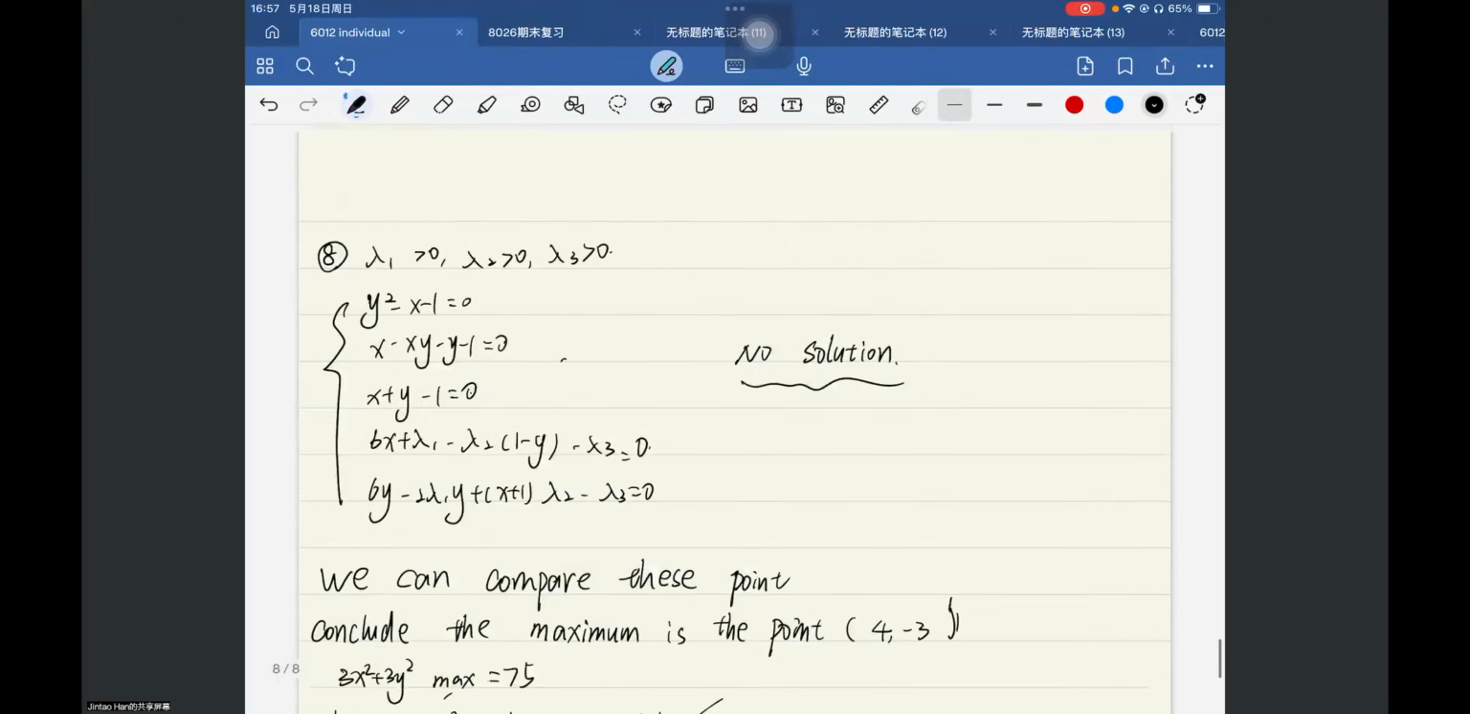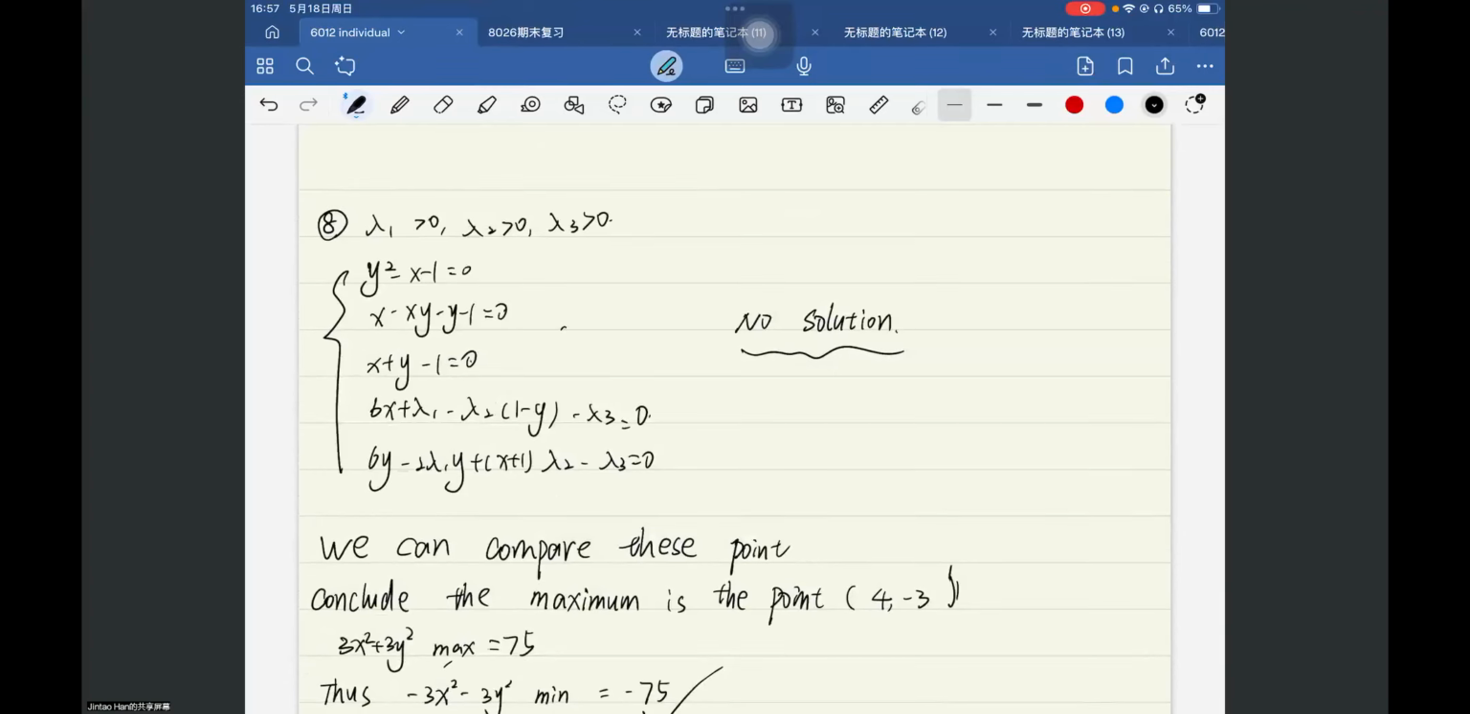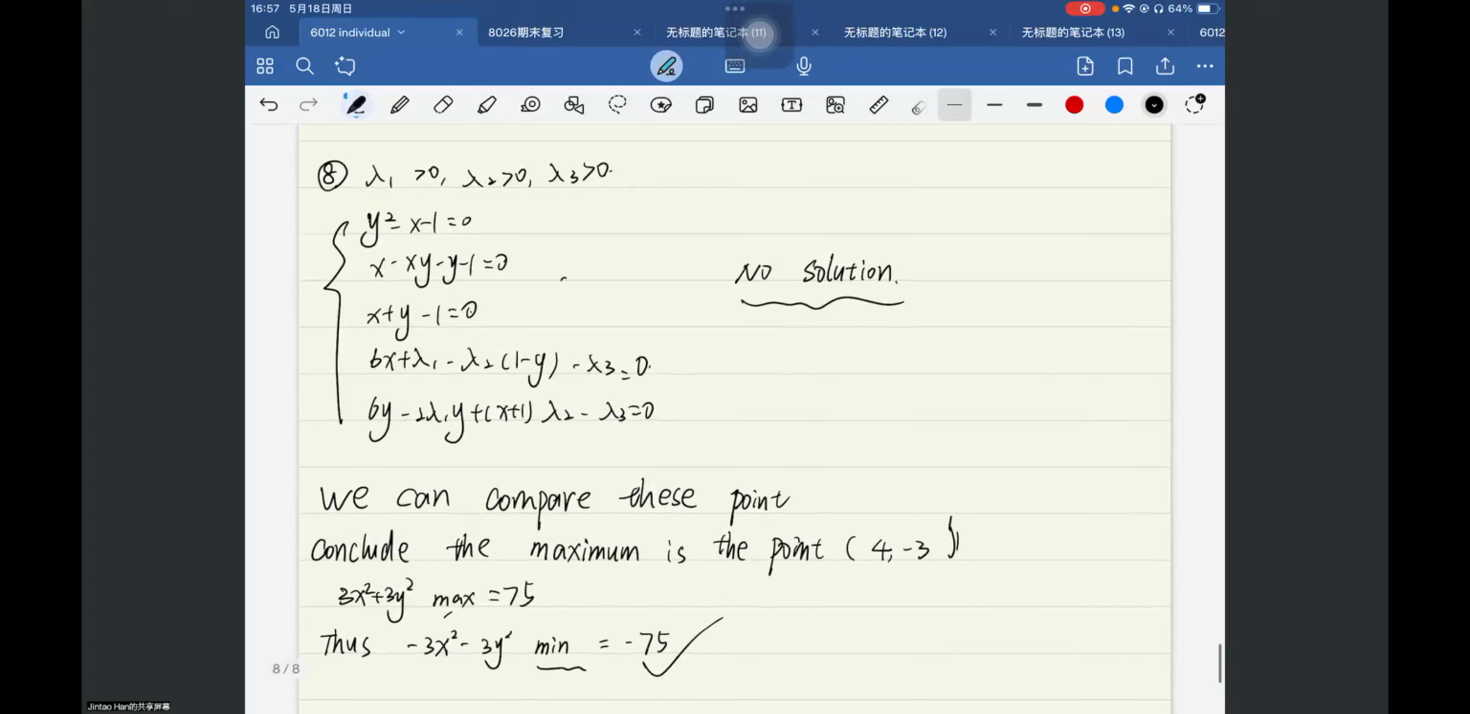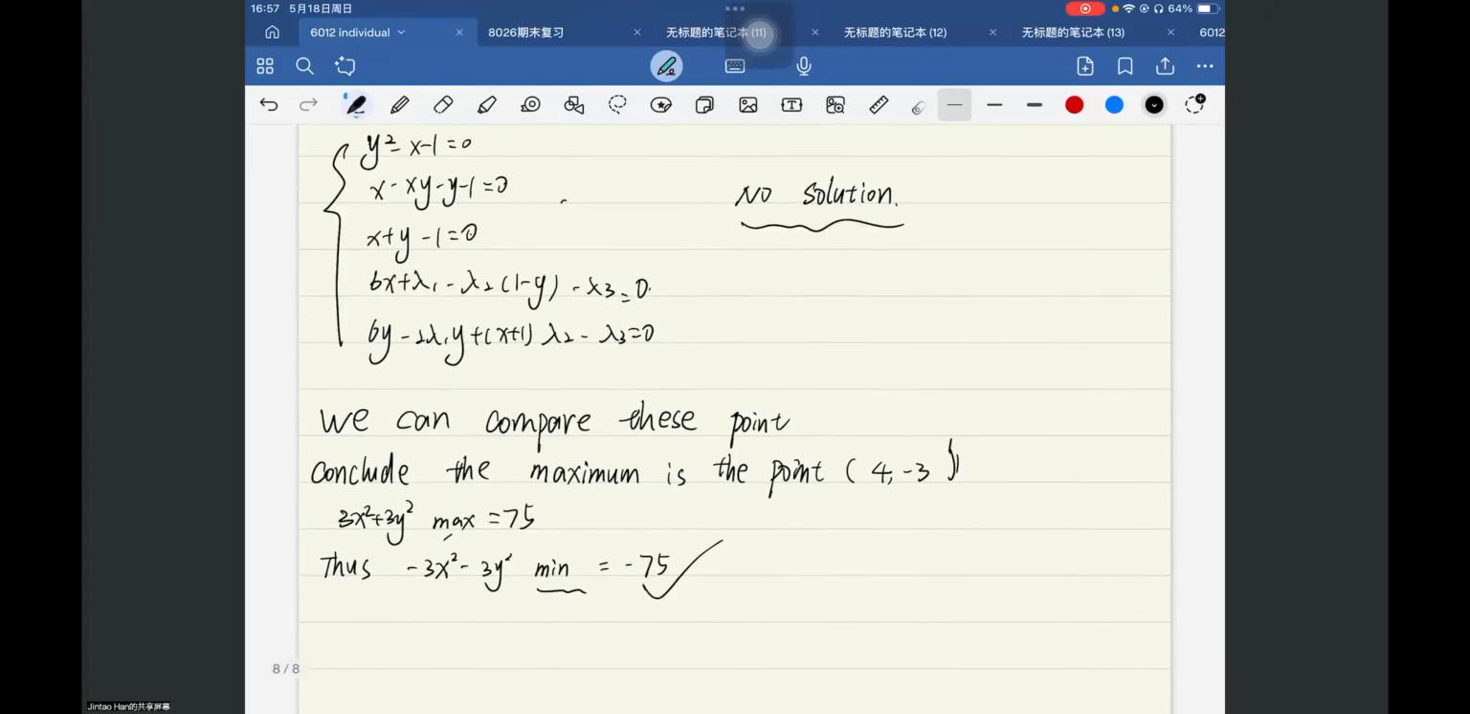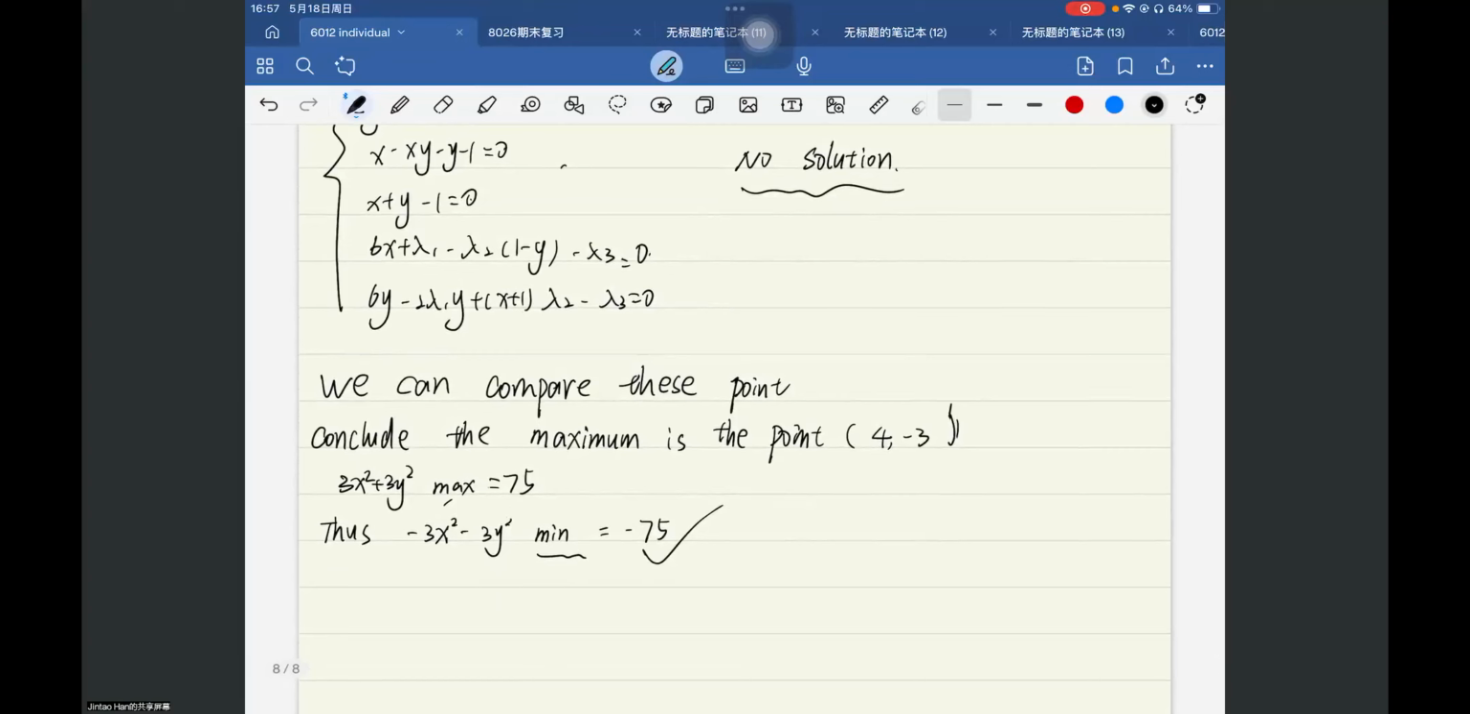Well, let's move to the last situation. Lambda 1 and lambda 2 and lambda 3 are all larger than 0. In this situation, we cannot solve for x or y, so this is no solution. Finally, we can compare these points, and we can conclude that the max point is x equal to 4 and y equal to -3. So the max of f(x,y) is 75. So for the original function, the minimum is equal to -75. Yeah, that's all. Thank you.